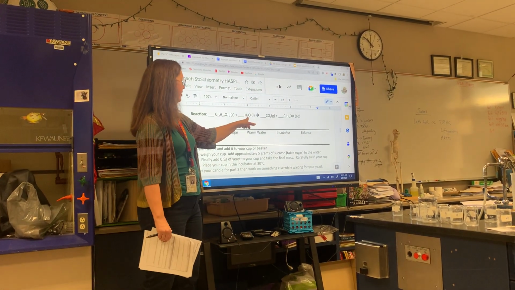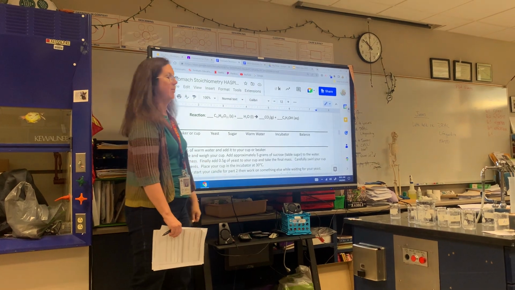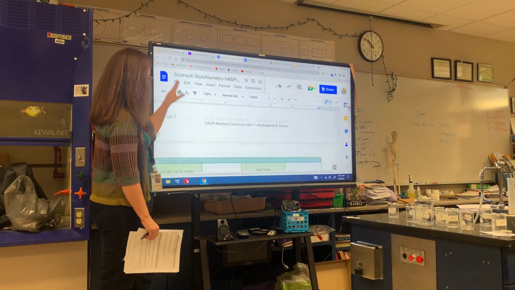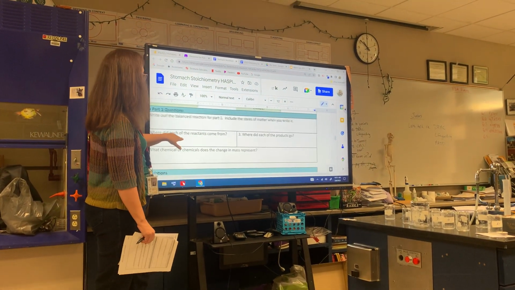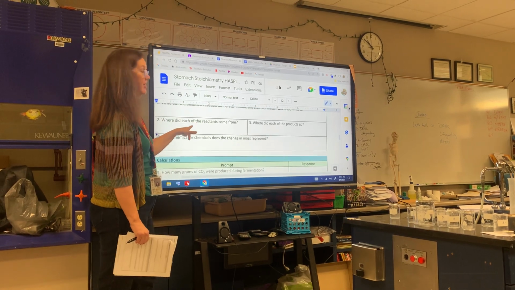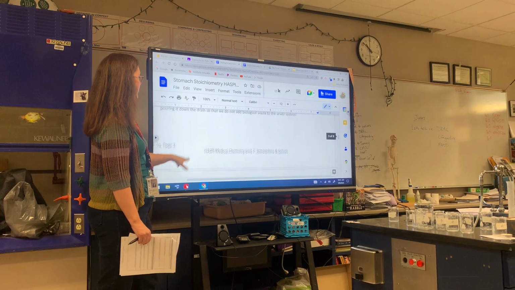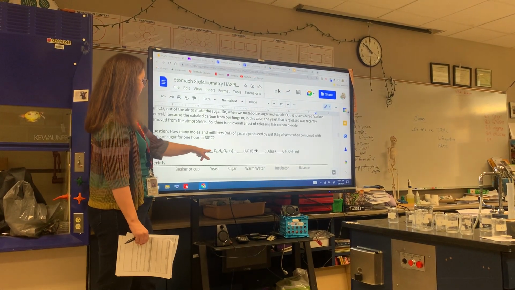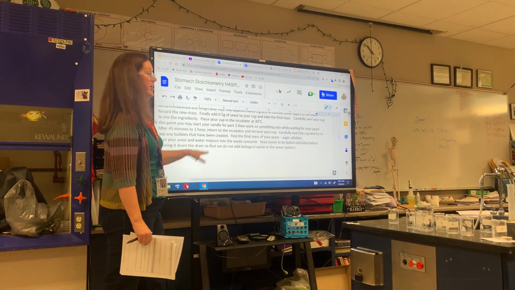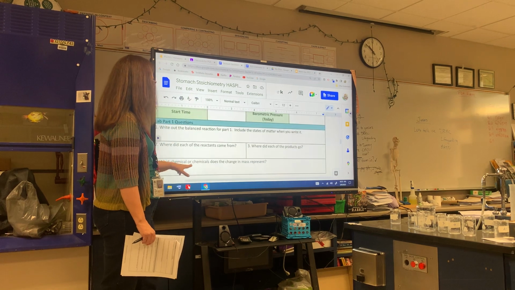All right, and then what molecule is that? Water. Okay. So when we're talking about, where did each of the reactants come from? That's what they're asking there. C12H22O11 is the sugar, and then the H2O is the water.